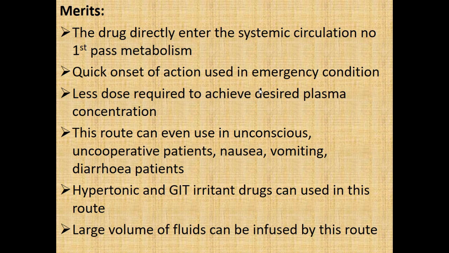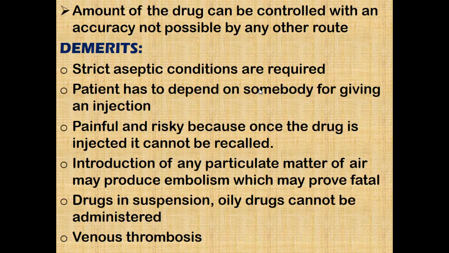Large volume you can use, because you may have seen in a diarrhea patient or unconscious patient or hypovolemic patient, they give saline, 5 or 6 bottles, almost 6 or 7 liters. How is that possible? Only one route makes it possible; you can give a high volume. Then the amount of the drug can be controlled with an accuracy not possible by any other route. Here you can control the drip rate. If you want to give only 2 mg per minute, you can control it, or 1 mg per minute, you can control it. Giving the drug and how much has to go inside in how much time, all of it is in your hands. It's your control.